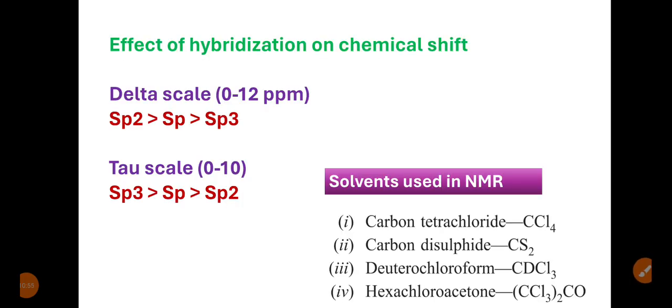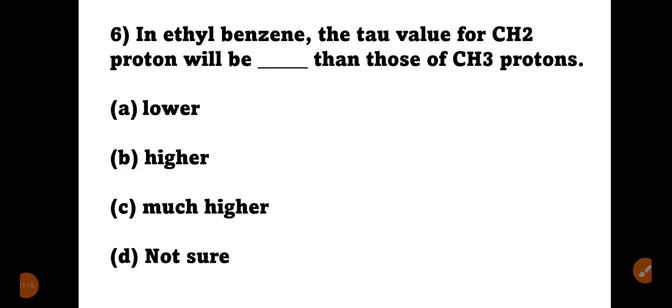These are some examples of solvents used in NMR: carbon tetrachloride, carbon disulfide, deuterochloroform or hexachloroacetone. We do not use solvents which contain hydrogen, because they themselves give an NMR peak. To avoid that, we do not use that type of solvent, right?